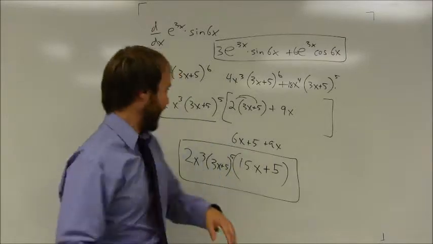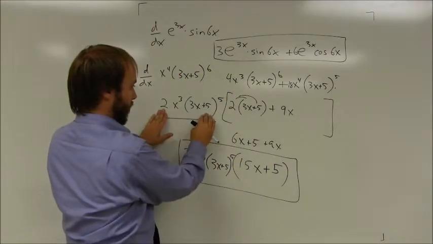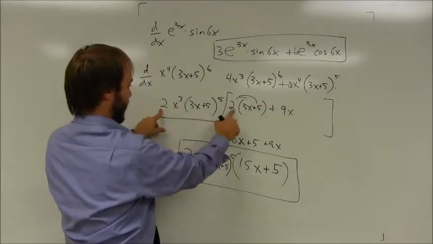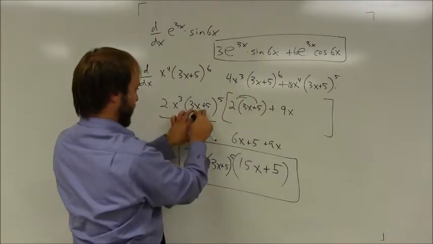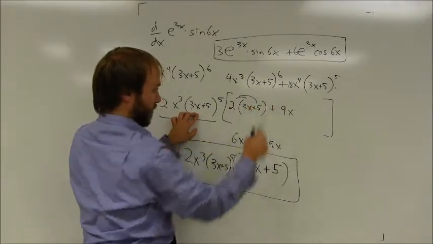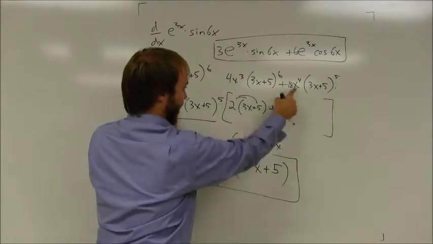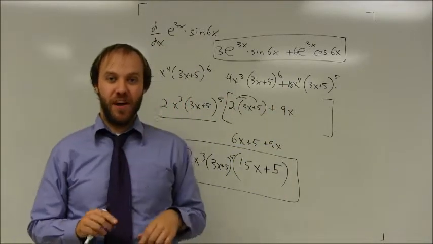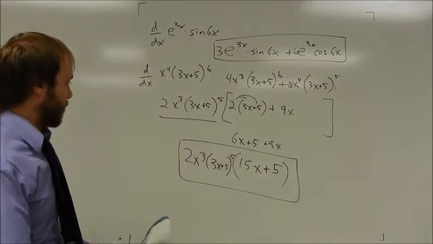And again, you can check these things. Basically, this should multiply times all of these values to give you the original. So 2 times 2 gives you 4, x cubed times the 1 there gives you an x cubed, 3x plus 5 raised to the 5th power times this gives you 3x plus 5 to the 6th. 2 times 9 gives you 18, x cubed times 9 gives you x to the 4th, and then you get your 3x plus 5 raised to the 5th power. But that's the type of thing that you're going to see in these problems.